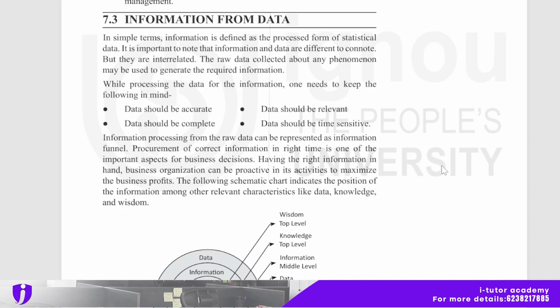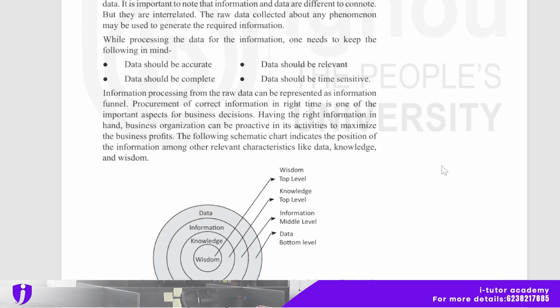Information from data. In simple terms, information is defined as a processed form of statistical data. It is important to note that information and data are different in connotation, but they are interrelated. The raw data collected about any phenomenon may be used to generate the required information, and while processing the data for information one needs to keep the following in mind: data should be accurate, data should be relevant, data should be complete, and data should be time-framed.